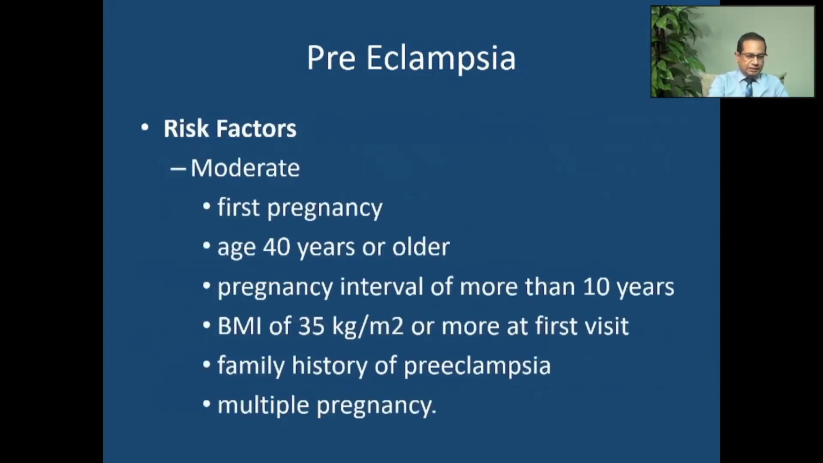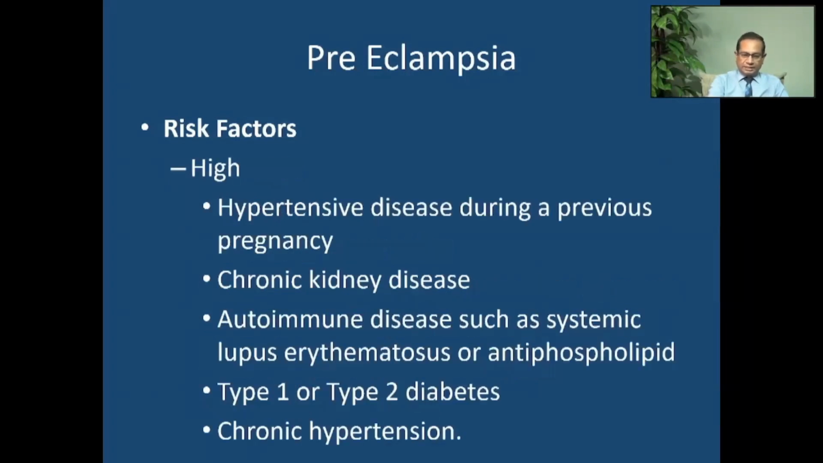And what are the risk factors for preeclampsia? There are some moderate risk factors as well as high risk factors. The moderate risk factors for preeclampsia are first pregnancy, age 40 years or older, pregnancy interval of more than 10 years, BMI of 30 kilograms per meter squared or more at first visit, family history of preeclampsia, and multiple pregnancies.